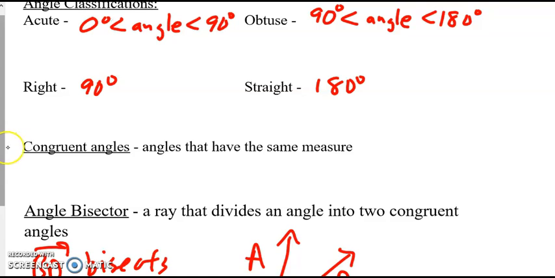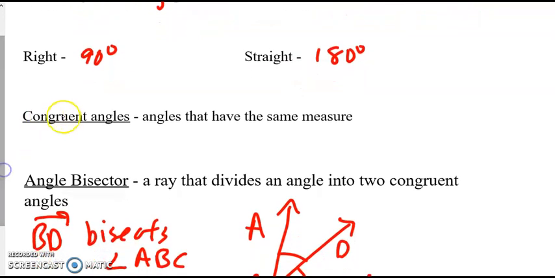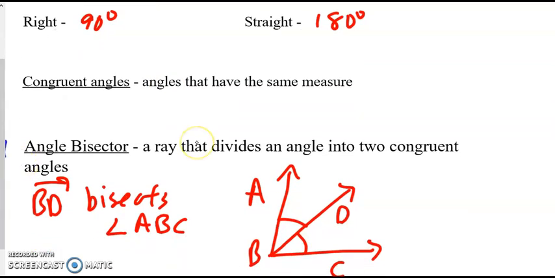And these should actually be reviewed from earlier as well. Congruent angles are angles that have the same measure, as well as an angle bisector, which is a ray that divides an angle into two congruent angles. So again, a ray that divides an angle into two congruent angles is an angle bisector.